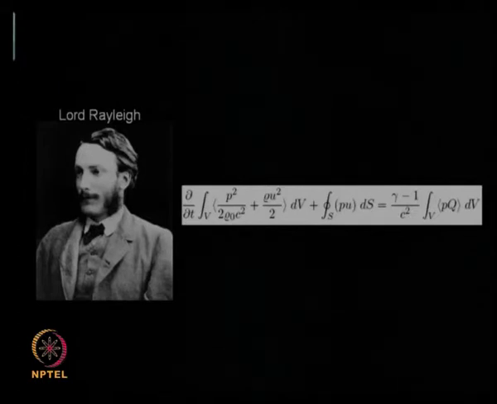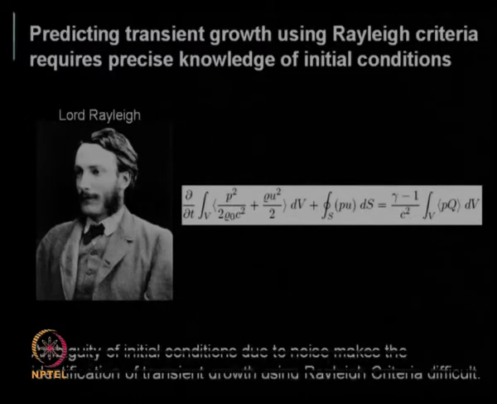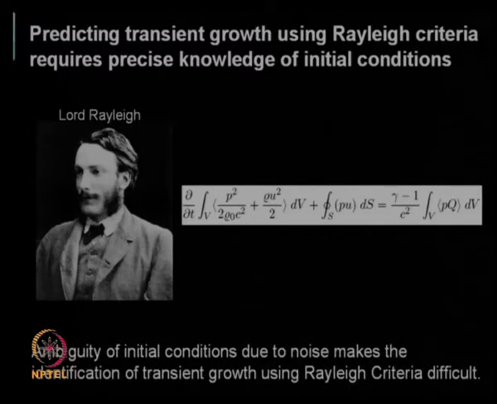So we saw this equation. What is this? This is our energy corollary in the presence of heat release given by Lord Rayleigh. Predicting transient growth using the Rayleigh criterion requires precise knowledge of initial conditions, and the ambiguity of initial conditions due to noise, because you cannot precisely know the initial conditions, makes the identification of transient growth using the Rayleigh criterion very difficult.